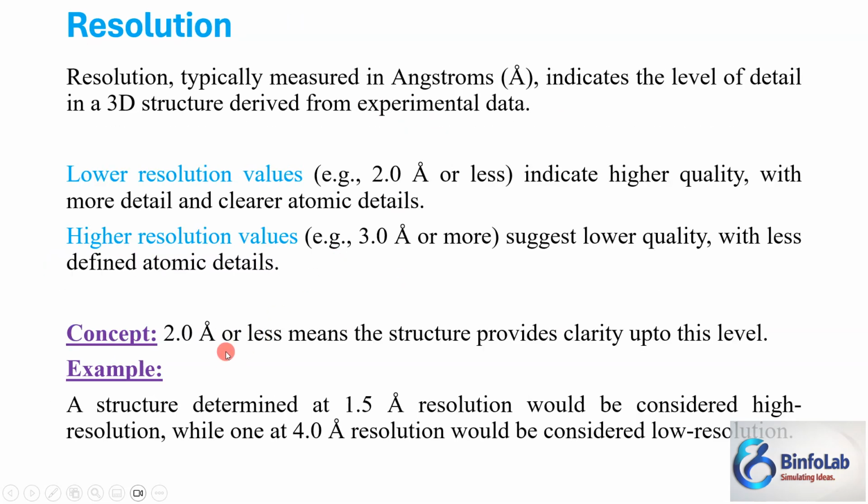This is the concept. For example, 2 angstrom or less means the structure provides clarity up to this level. A structure determined at 1.5 angstrom resolution would be considered high resolution, while one at 4 angstrom would be considered low resolution. I hope that from now on, if you have more than one structure for a protein in the PDB database, you should be able to select the one with the best resolution, I mean, with the lower resolution value.